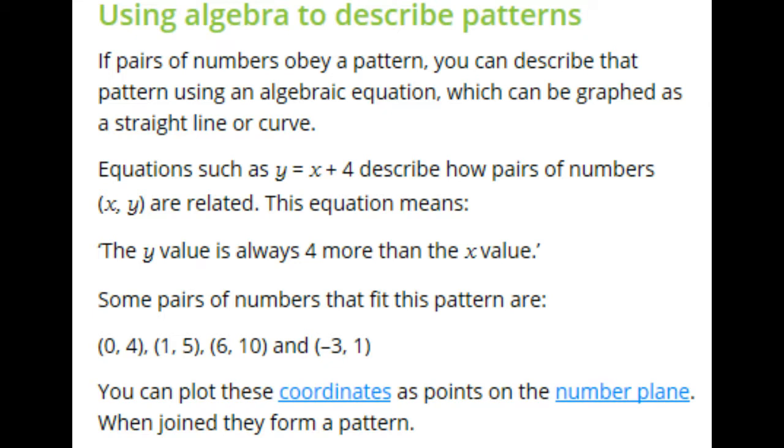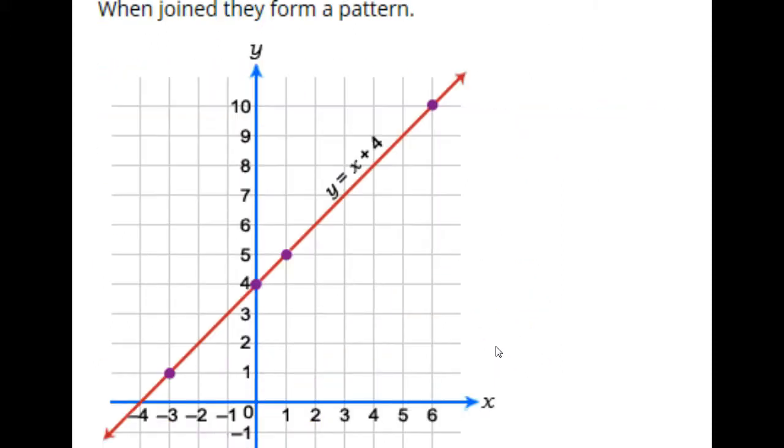Some of the pairs of numbers that would fit this pattern are, if x is 0, y would be 4. If x was 1, y would be 5. If x was 6, y would be 10, and so on. Once you get a series of coordinates, you can plot them on a number plane and join them together to form a pattern. Now you don't have to draw this, but that's an example of it. So they've graphed y equals x plus 4. We're going to go through how to do that now.